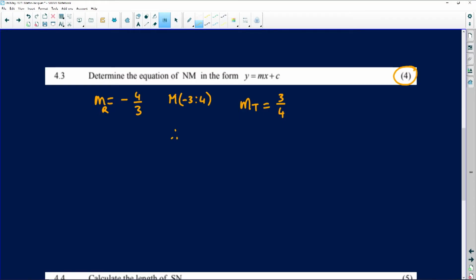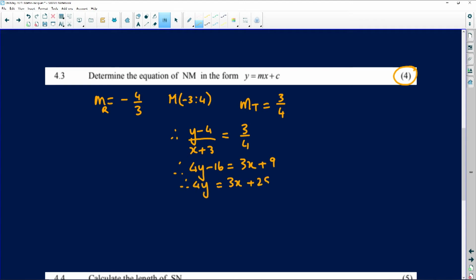We've got the gradient, we've got the point. So (y − 4)/(x + 3) = 3/4. We cross multiply: 4y − 16 = 3x + 9. And then our final result, let's keep the 4y for now, is 4y = 3x + 25. And then what did they tell us? They wanted it in mx + c.